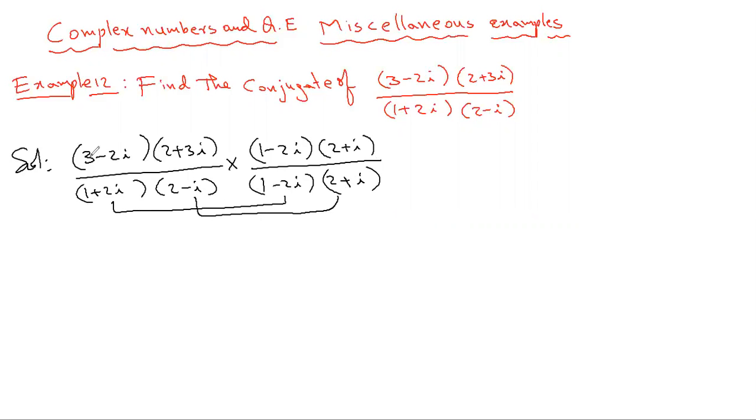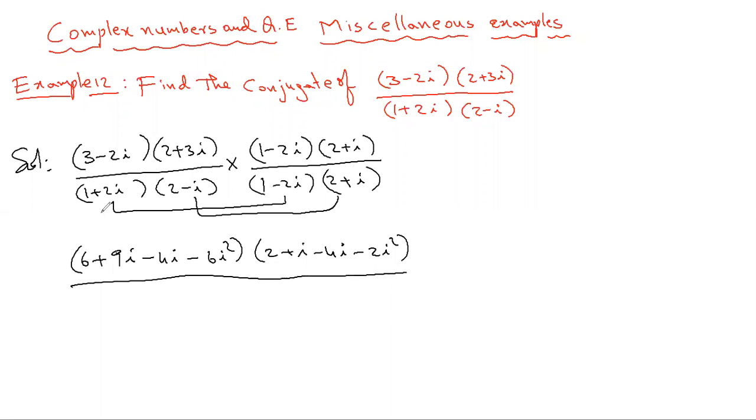The numerators you multiply: 3 2s are 6 plus 3 3s are 9i minus 4i and minus 6i square. This is 1, and these two also you multiply. 2 1s are 2 and 1 i's are i, minus 2i minus 4i, and then minus 2i square, by denominator 1 plus 2i into 1 minus 2i is 1 square plus 2 square, and then 2 minus i into 2 plus i is 2 square plus 1 square.